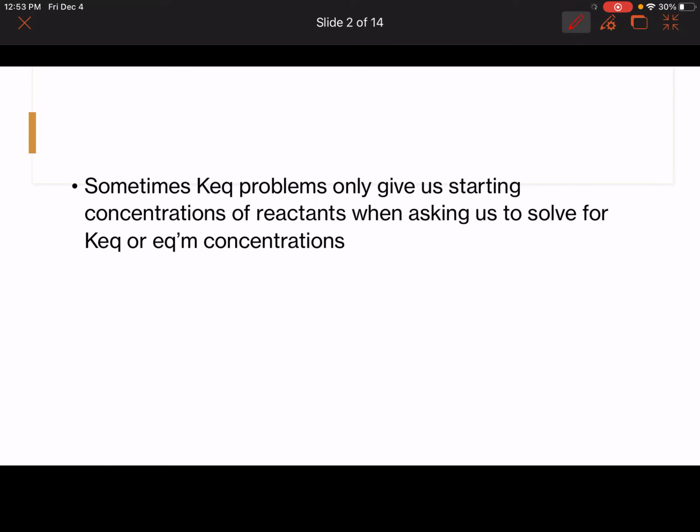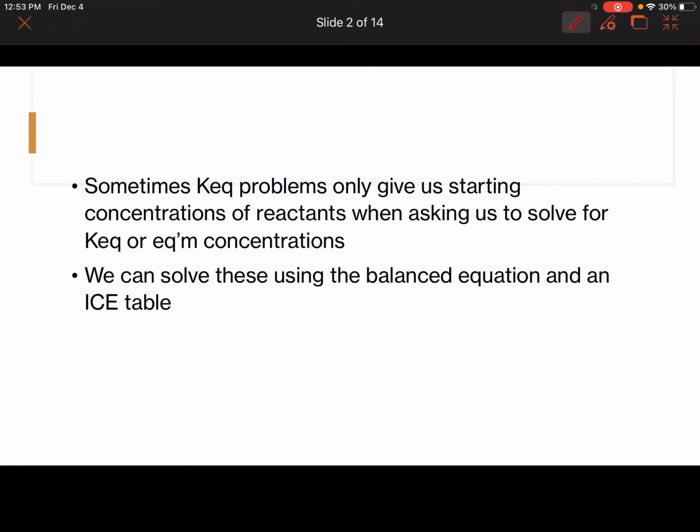Okay, so sometimes KEQ problems only give us starting concentrations of reactants when asking to solve for KEQ or equilibrium concentrations. When that happens, we can solve these if we use the balanced equation and what's known as an ice table. An ice table is literally just a chart that we use to organize information. So the ICE stands for initial, change, and equilibrium.